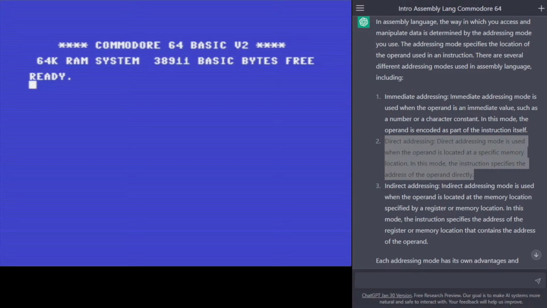Direct addressing. Direct addressing mode is used when the operand is located at a specific memory location. In this mode, the instruction specifies the address of the operand directly.